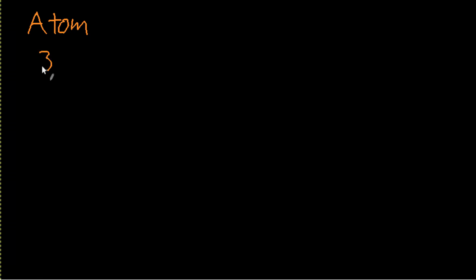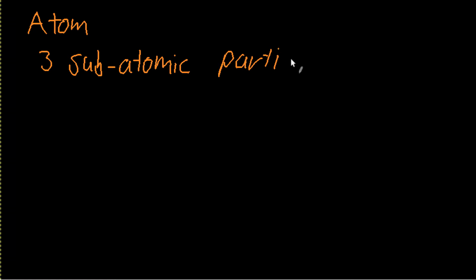So the atom is made of 3 subatomic particles. So what are those 3? You have the protons. For simplicity's sake, I'm going to do a helium-4 atom. So there are 2 protons, 2 neutrons, and then surrounding that are a cloud of electrons, 2 electrons in this case. So let's break it down into each individual aspect.